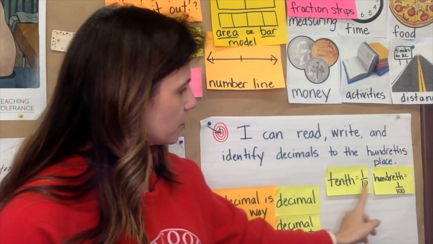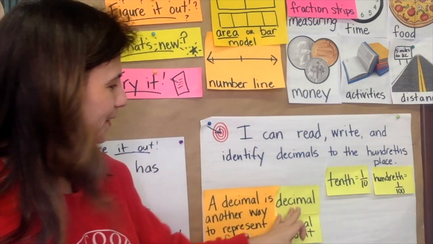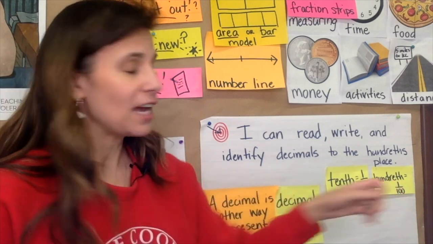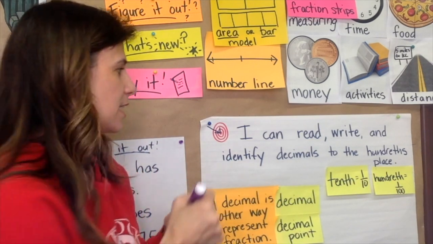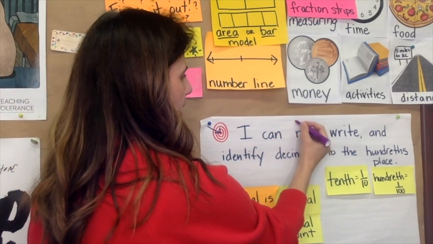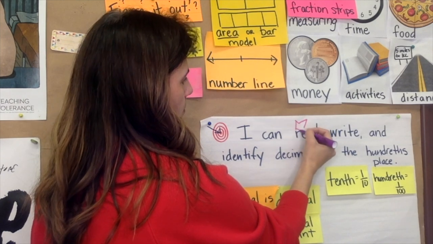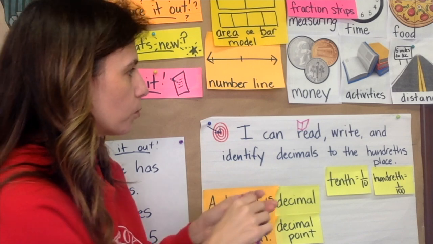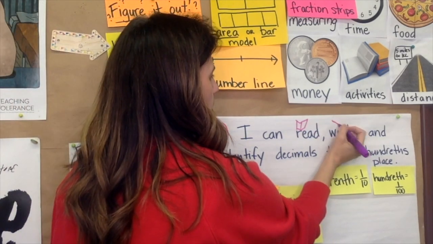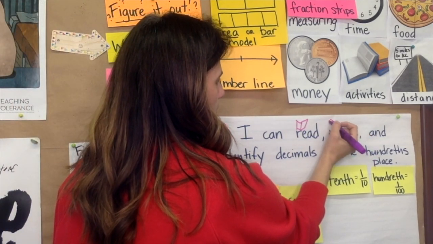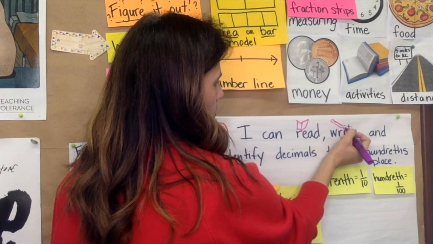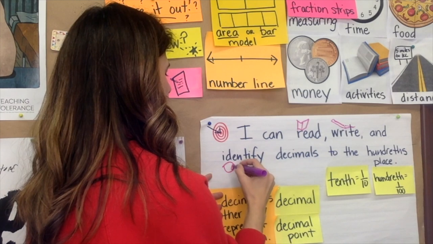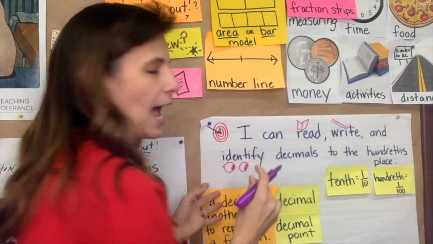We have some vocabulary here. Decimal, decimal point, tenth, and hundredth. So let's go into that together. So I can read, okay? Well, I know reading is like from a book, so I'm just drawing a book there, a little symbol to help me think about it. Write, okay? Here's my pencil. And identify. So I'm just going to draw some eyes, because when I identify, I can see it and I know it.